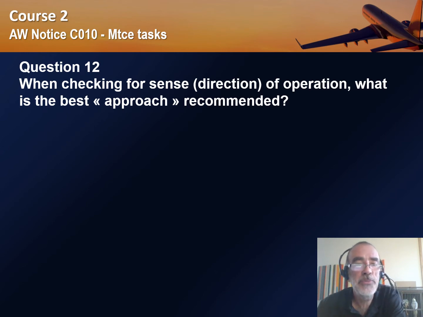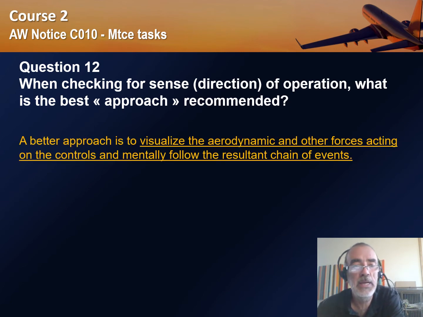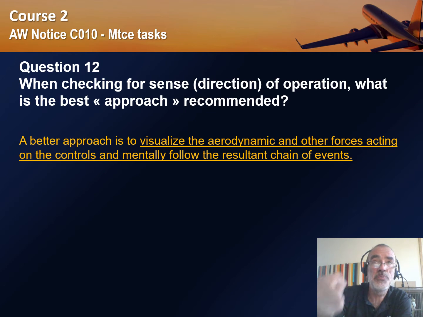Okay, so question number 12. When checking for sense or direction of operation, what is the best approach that is recommended? Basically, the better approach is to visualize the aerodynamic and other forces acting on the controls and mentally follow the resulting chain of events. Meaning you know that pulling on the yoke means nose up, so that means tail down. So tail down means the elevator should be sticking up.